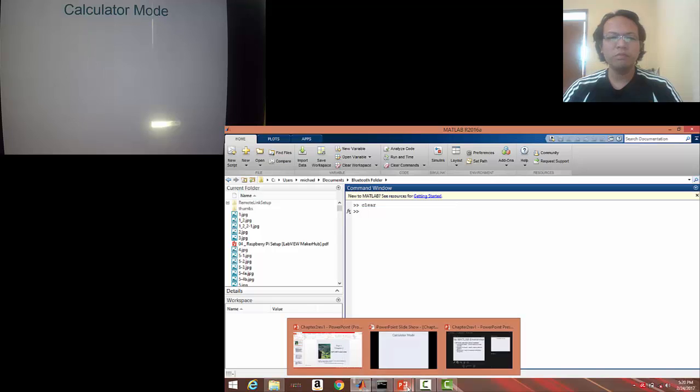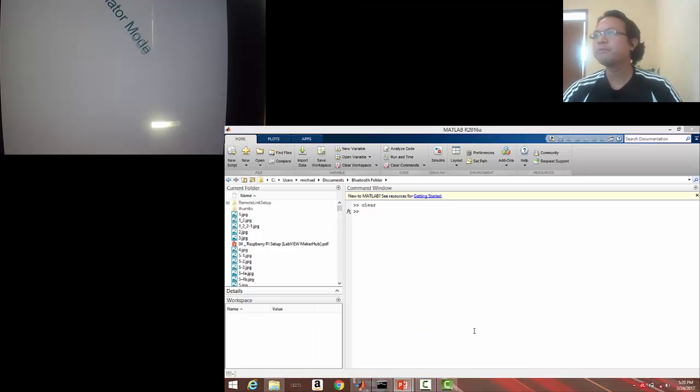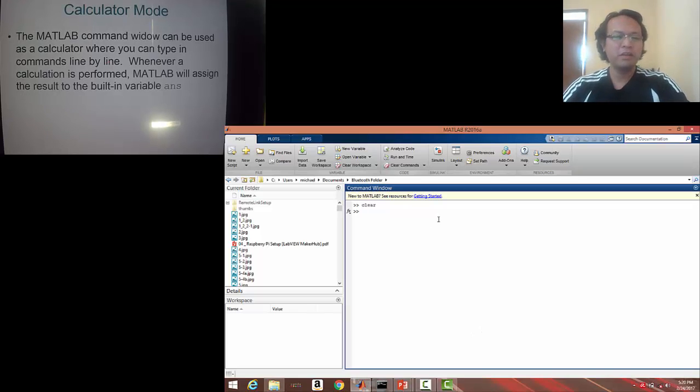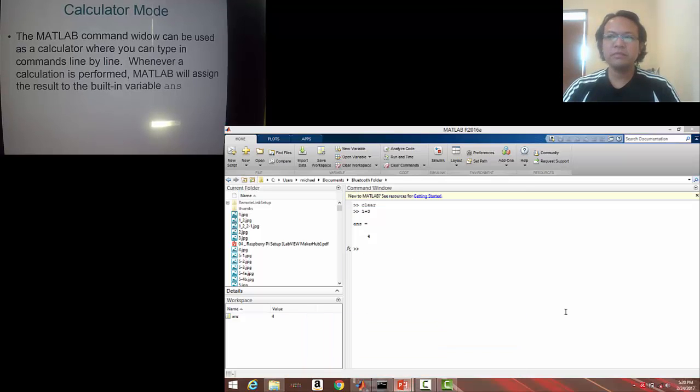So the calculator mode is in the command window. Like I said, whenever a calculation is performed, MATLAB will assign the result to the built-in variable ans, just like I said a while ago. Again, 1 plus 3. Okay, ans is equal to 4. Example, 55 minus 16 is equal to 39. It's just something like this in my example.